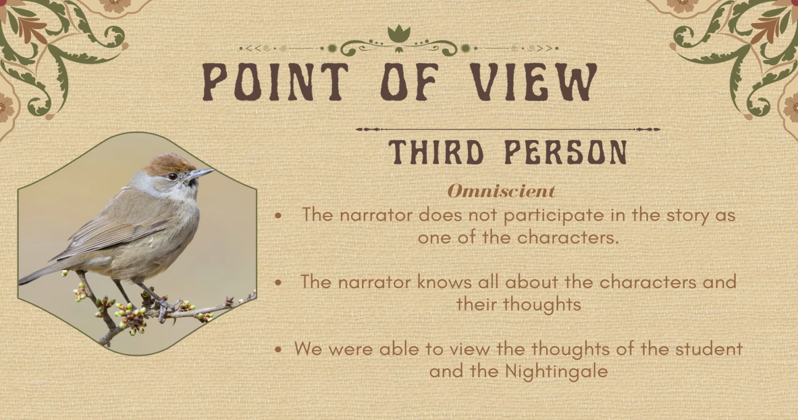Next, we will be moving on to the point of view. The short story is in the third person omniscient, where the narrator is not involved in the story as one of the characters, and the narrator knows all about the characters and their thoughts. To be specific, the narrator knows the thoughts of the Nightingale and the student and knows about their feelings.